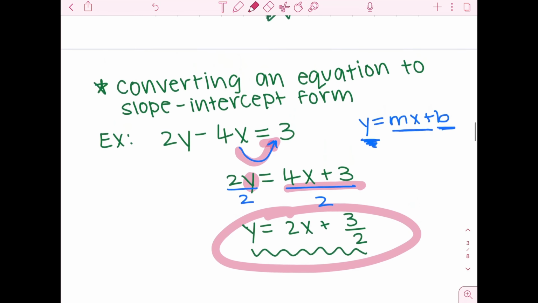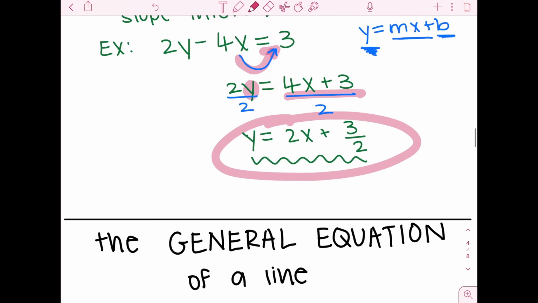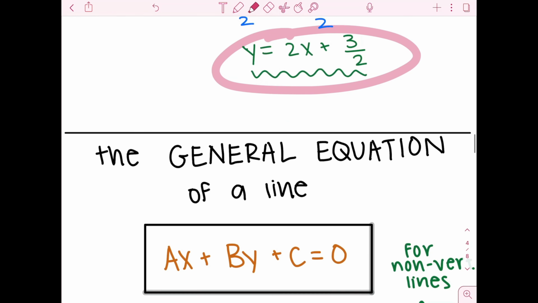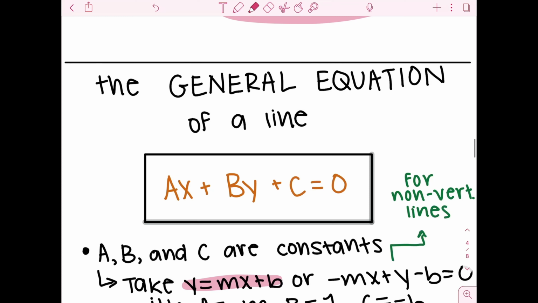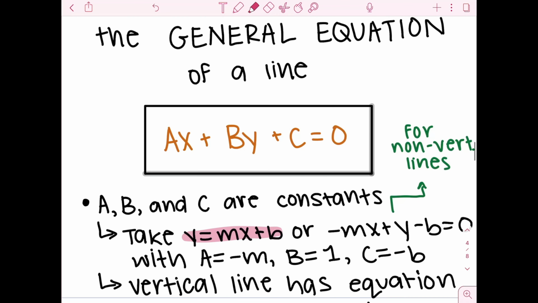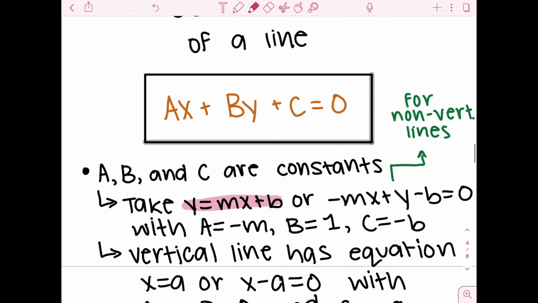So that sums up our slope-intercept form. Let's continue on. So this is the general equation of a line: ax plus by plus c is equal to 0. For a little bit of detail and background information, let's go over the following bullet points. a, b, and c are going to be constants, so they're going to be numbers.